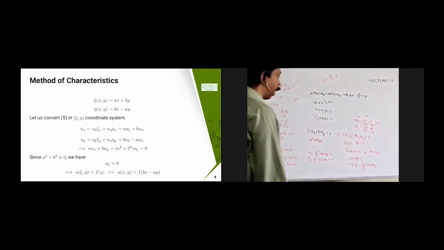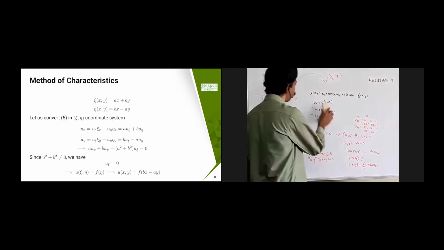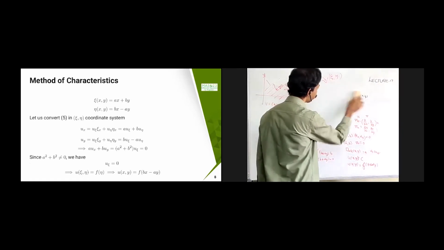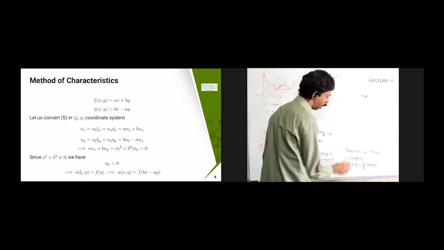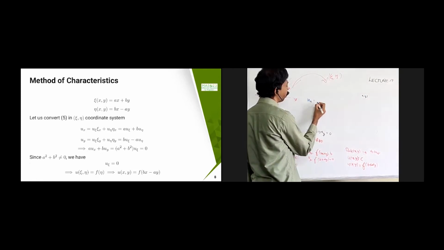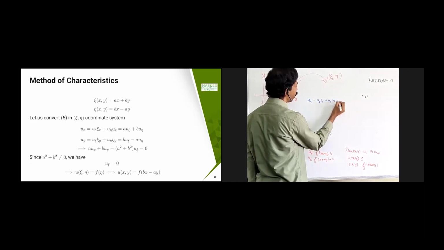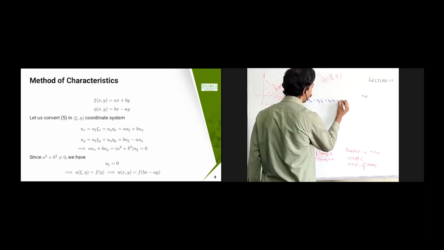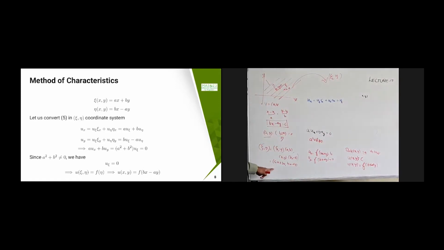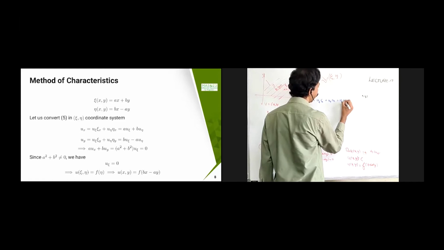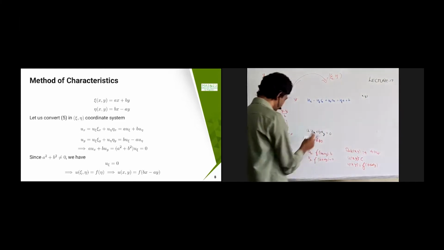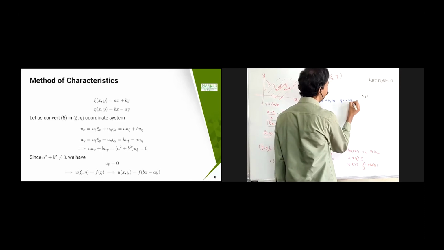Now you can translate this problem. What you need to find is u chi, ux and uy. Let us see this one. ux is going to be u chi chi x plus u eta eta x. Chi x is nothing but a, therefore this is going to become a u chi, plus eta x is b, therefore this is going to be b u eta.